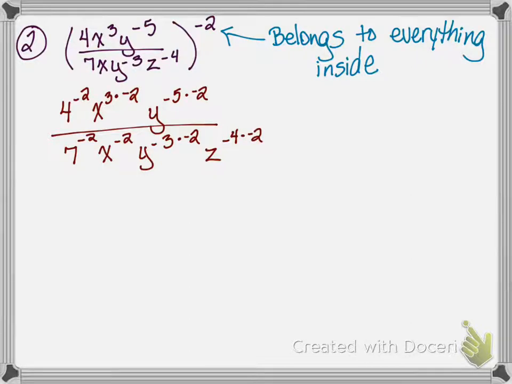Okay? Now, the only thing that I'm going to do in my next step is multiply all those exponents that I need to multiply together. I'm not going to move from top to bottom yet. I'm just going to multiply. So I've got 4 to the negative 2. Then I have x to the negative 6th.